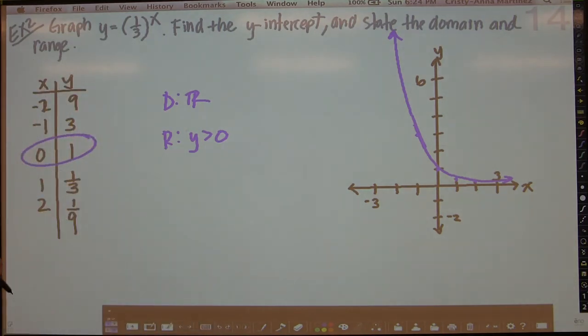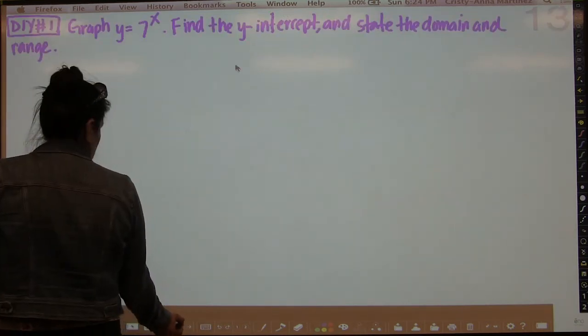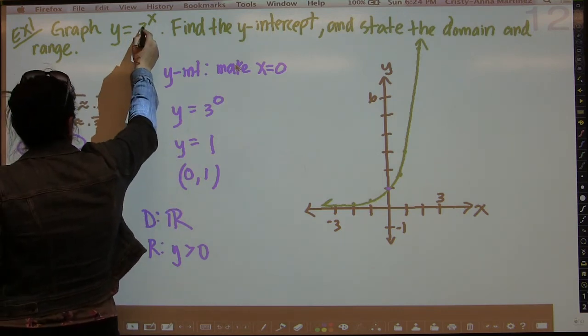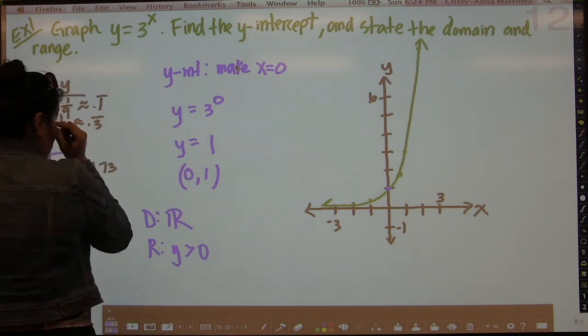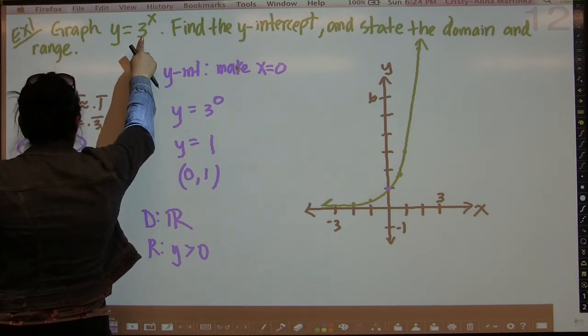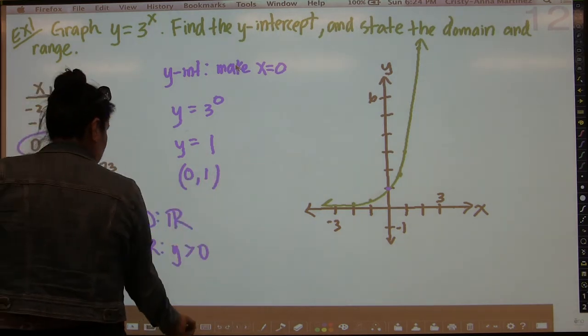Basically, if your A value is positive and your B value is greater than 1, so here my A value was 1. There is no number in front of the 3 to the x. So my A value is 1, which is greater than 0, and my B value, the base, is also greater than 1. And when that happens, you have a graph like this.